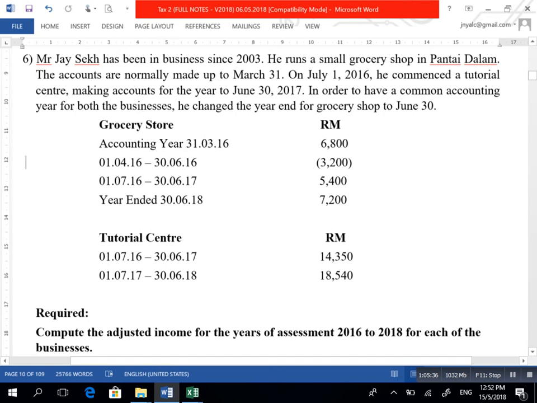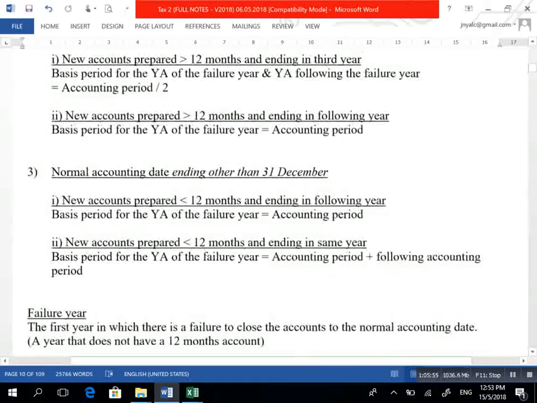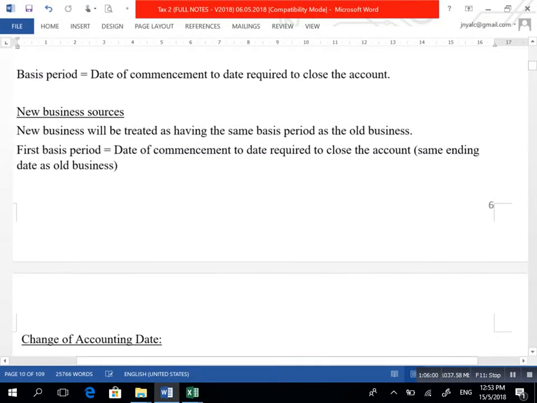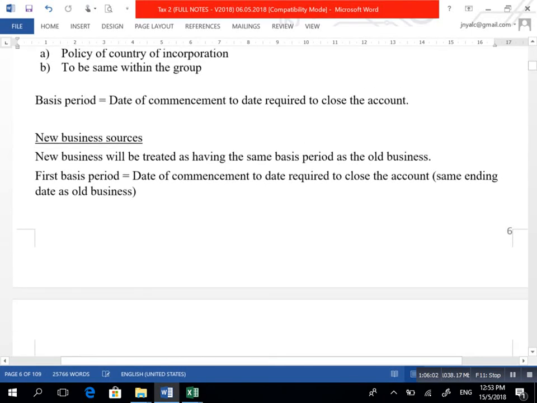This is what they mentioned in your page 6. In your page 6, at the bottom, you can see there is a title for new business source, correct? Look at this one now. They say new business will be treated as having the same basis period as the old business, which means usually we just follow the old business. But only for the first year. The first basis period, you will start from the date of commencement and then you close to the date required to close the account, which means the same ending as your old business. Okay? Now back to your question. Yes, we follow your old business.